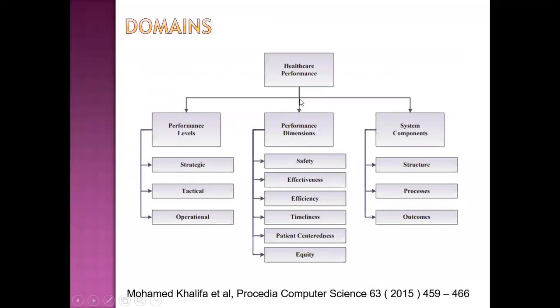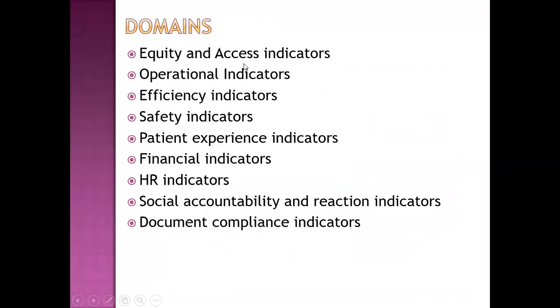Health performance, the levels are strategic, tactical, and operational. This I have taken from this article. The performance dimensions, as we have seen as domains or dimensions, include safety, effectiveness, efficiency, timeliness, patient-centeredness, and equity. System components, as we have seen, structural indicators, process indicators, and outcome indicators. So let us see how I have classified the hospital indicators.